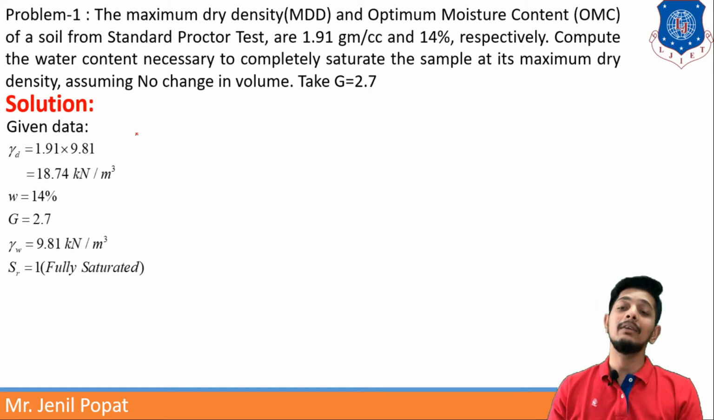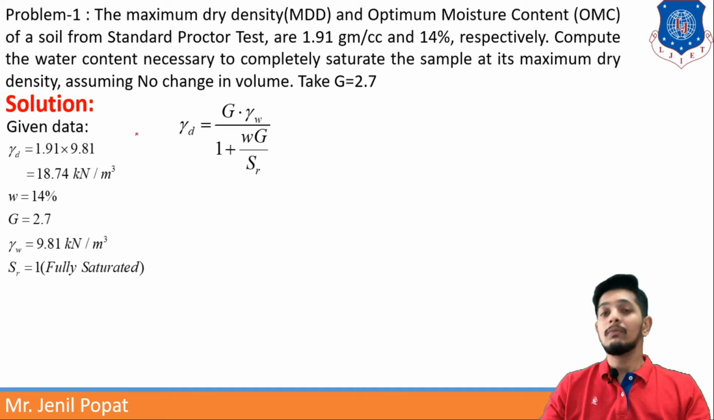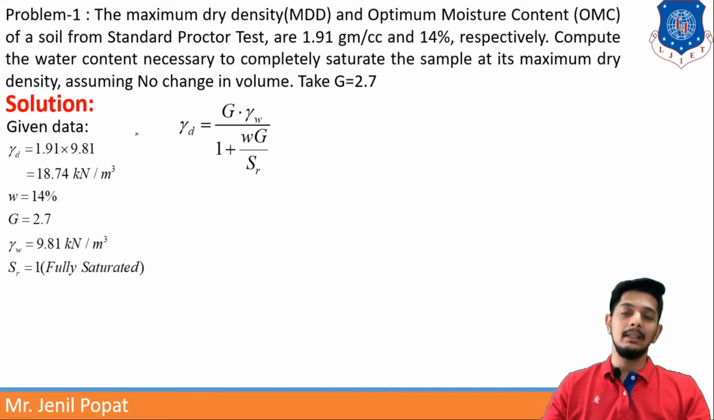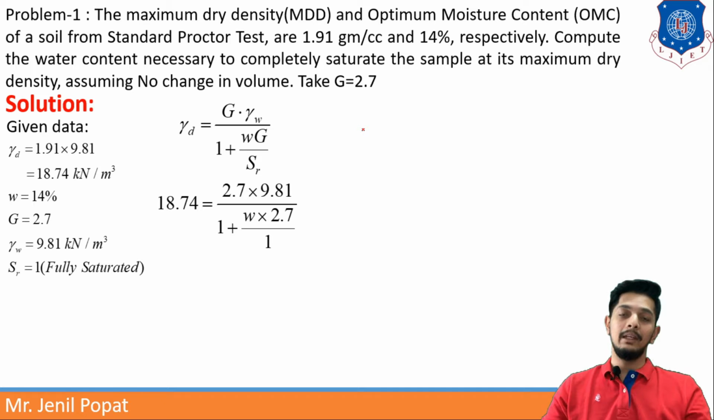W, water content, is given as 14%. G is given as 2.7. Gamma w 9.81 as usual, and Sr should be 1 for a fully saturated sample. So let us move towards that. I will use the formula gamma d is equal to G into gamma w upon 1 plus wG upon Sr. This formula can be recalled from the chapter Index Properties, Relationships and Tests. So, moving forward to putting the values.